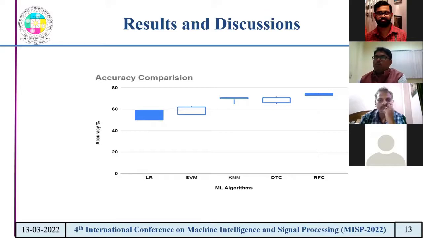The result which we have obtained is that the random forest classifier achieves 76% compared with the other four types of algorithm. In our paper, we are using five types of algorithm. While comparing with the other four, the random forest classifier gives 76%.